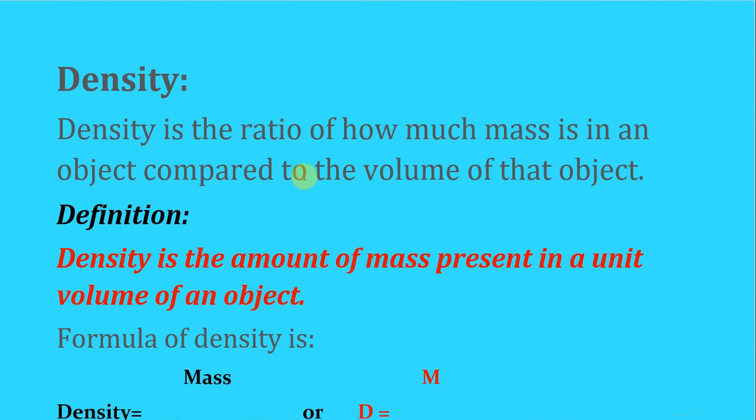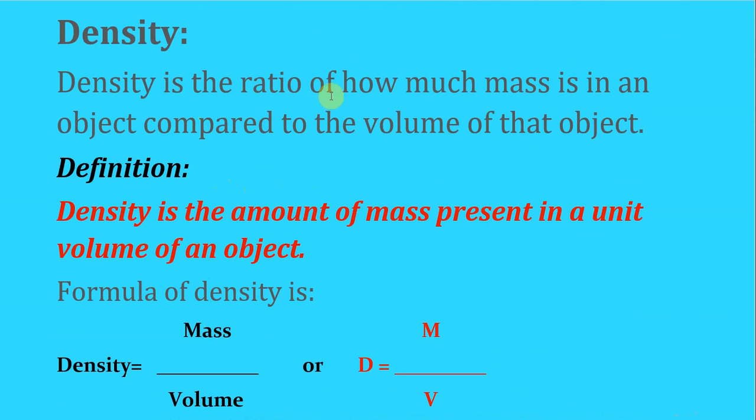Our next term is density. What is density? Let's see. Density is the ratio of how much mass an object has compared to the volume of that object. And the exact definition is, density is the amount of mass present in a unit volume of an object.